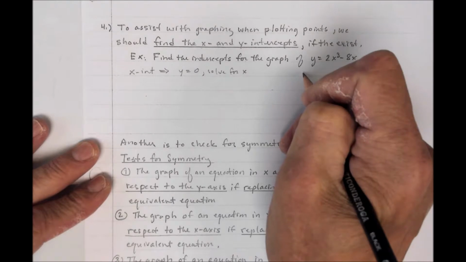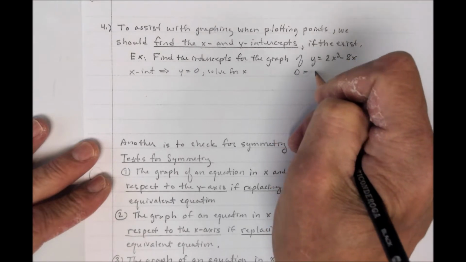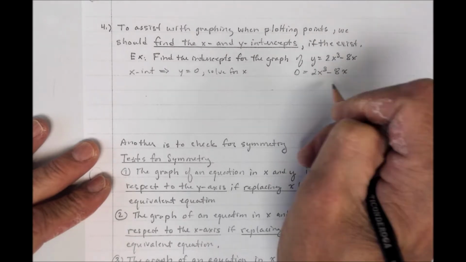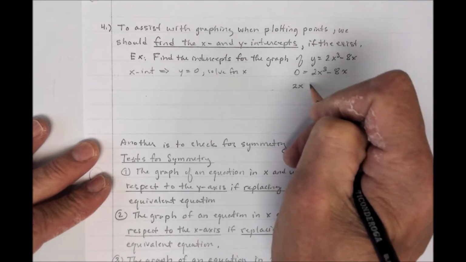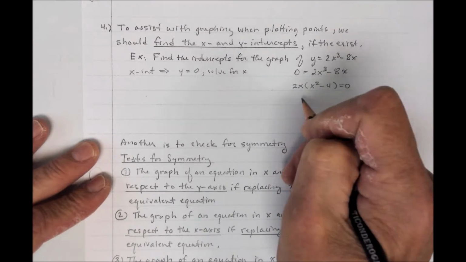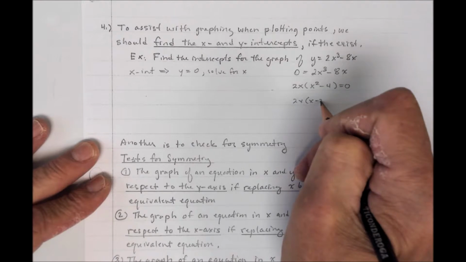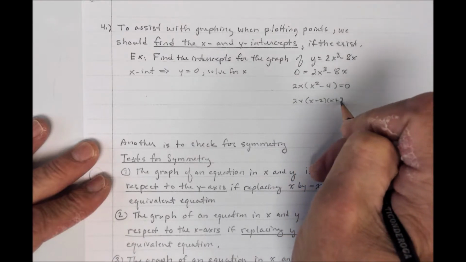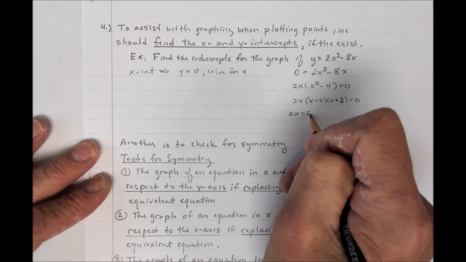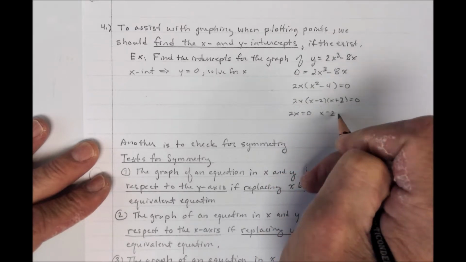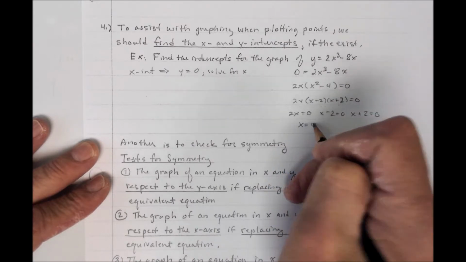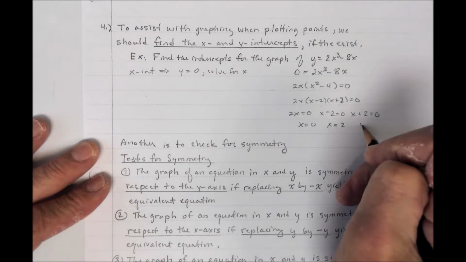So I would get 0 equals 2x to the third minus 8x. I can factor here, and I'm going to flip-flop the sides. I get 2x times x squared minus 4 equals 0, or 2x times x minus 2 times x plus 2 equals 0. So I'm going to get 2x equal to 0, x minus 2 equal to 0, and x plus 2 equal to 0. So x equals 0, x equals 2, and x equals negative 2.